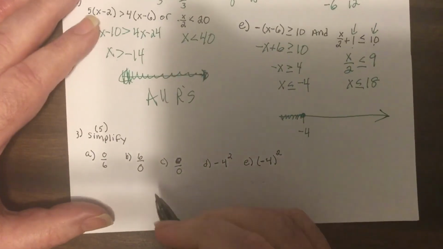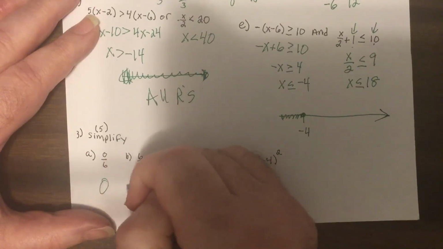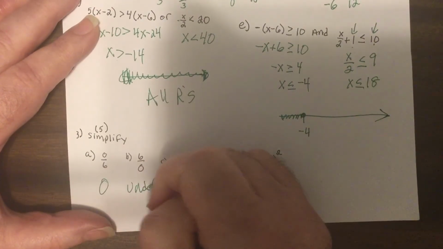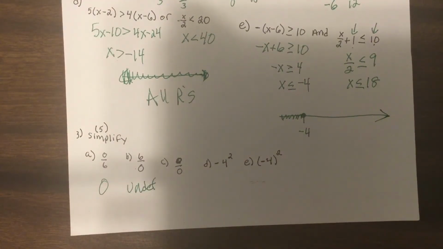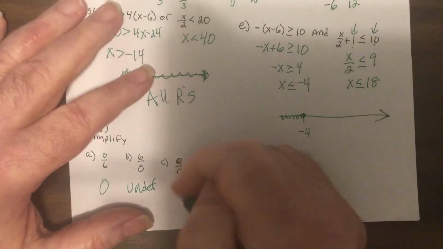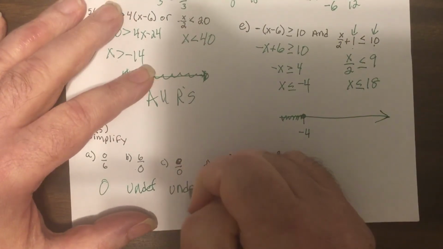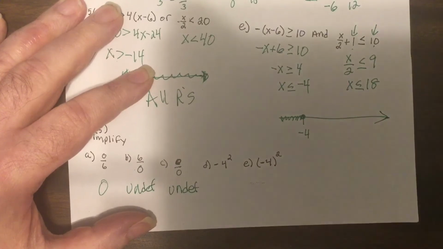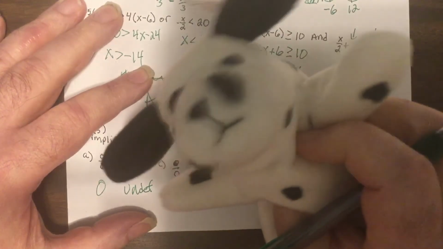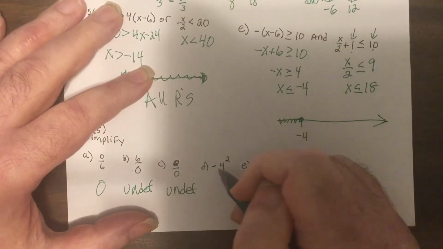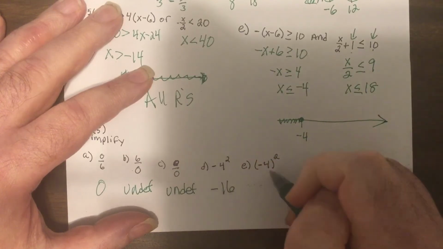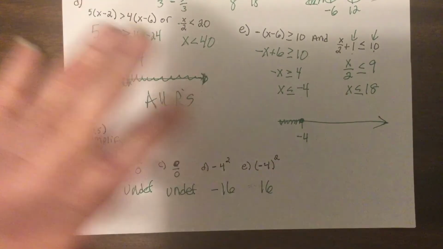Now, these should be easy peasy by now. 0 on the bottom is undefined. Undefined. That's right. Now, not in parentheses, so -16. In parentheses is 16 when you square it.